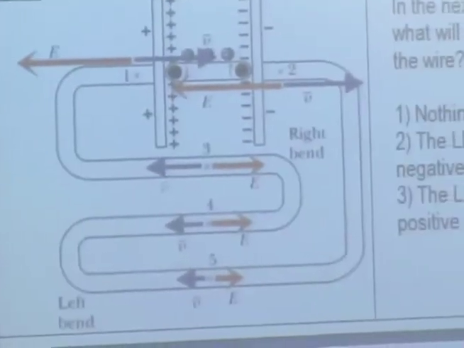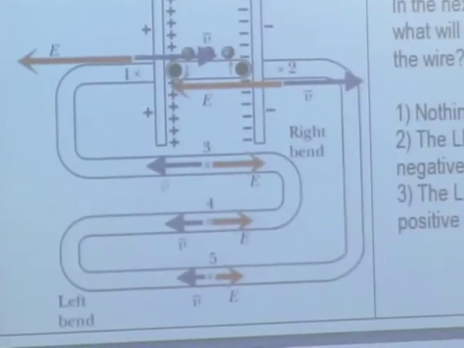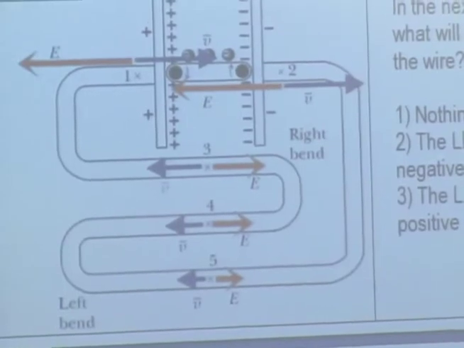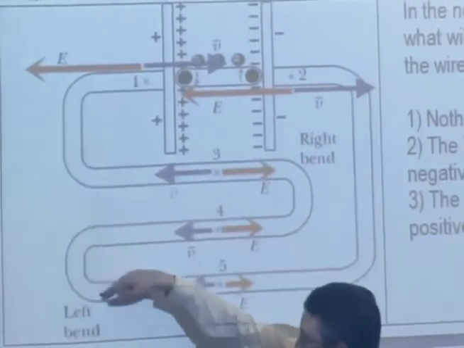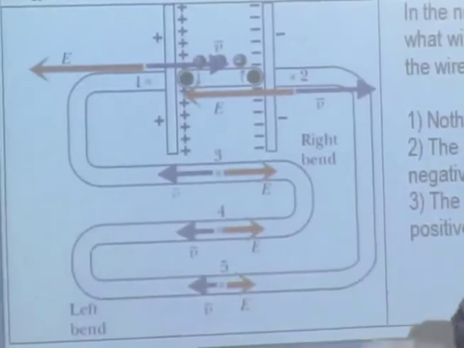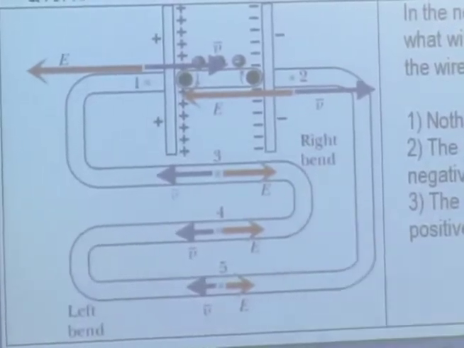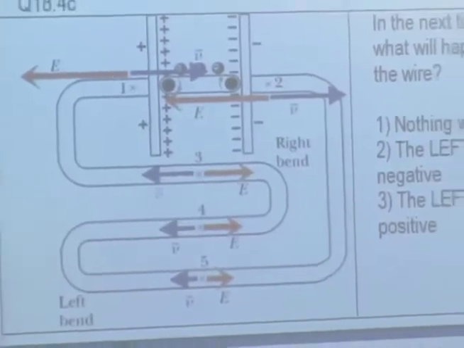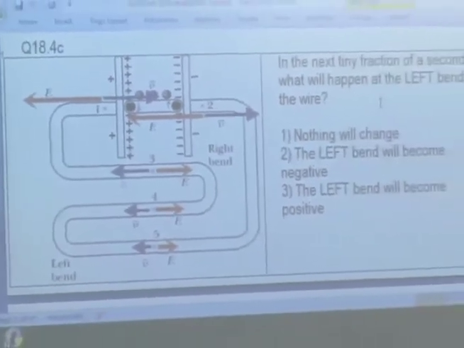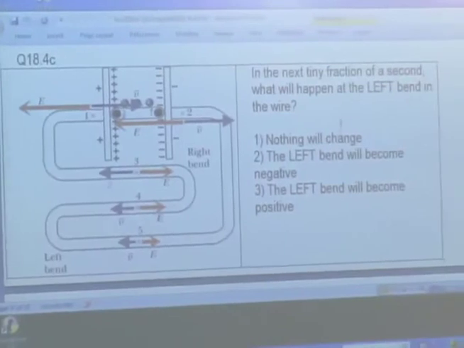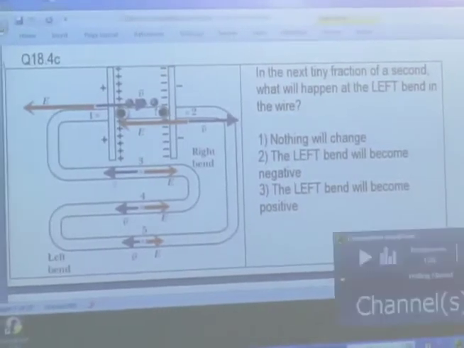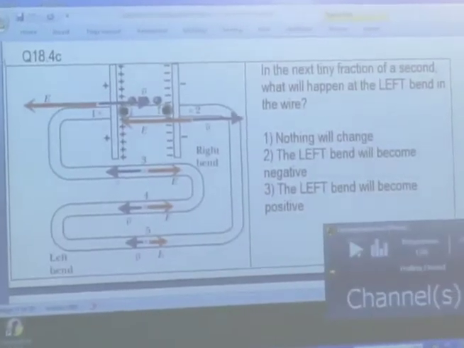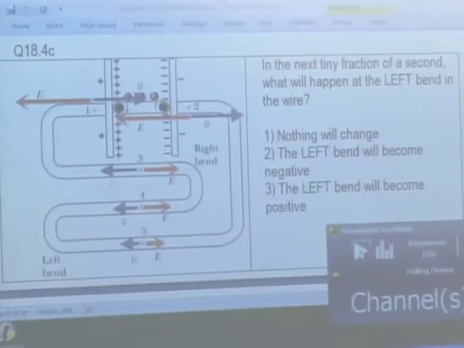What's going to happen if you actually follow it? So here we're marking this the left bend. Okay, so this little curve here is the left bend of the circuit. We'll call this the right bend of the circuit. Think about the direction of those electron velocities. In the next tiny fraction of a second, what will happen at the left bend of the wire? Is nothing going to change, or is there going to be a change in the charge? Will it become more negative, or will it become more positive?